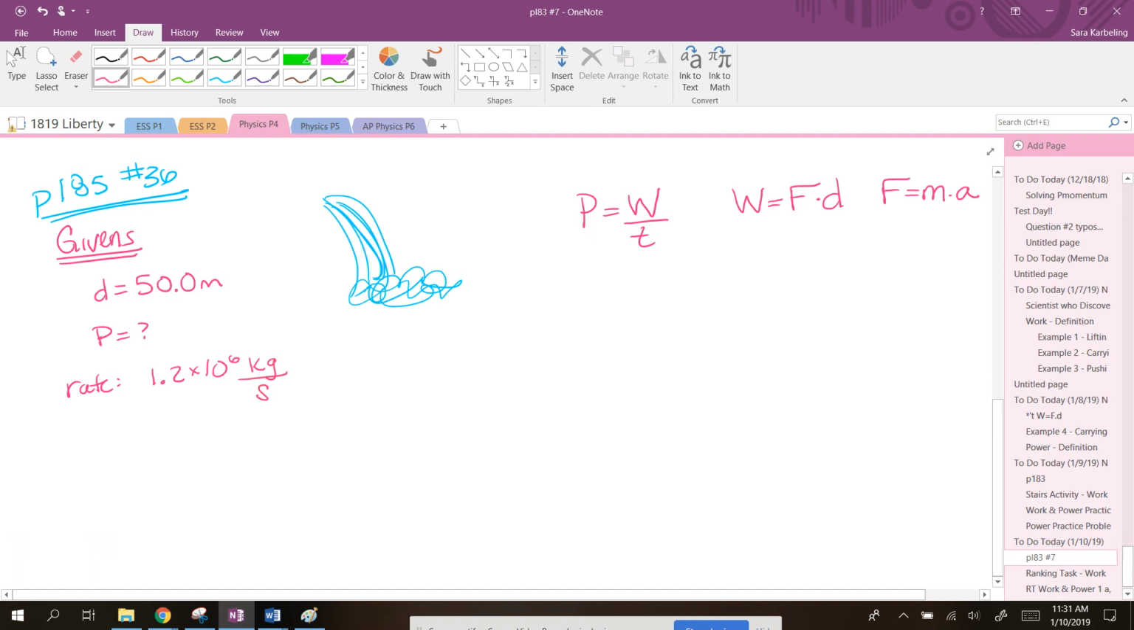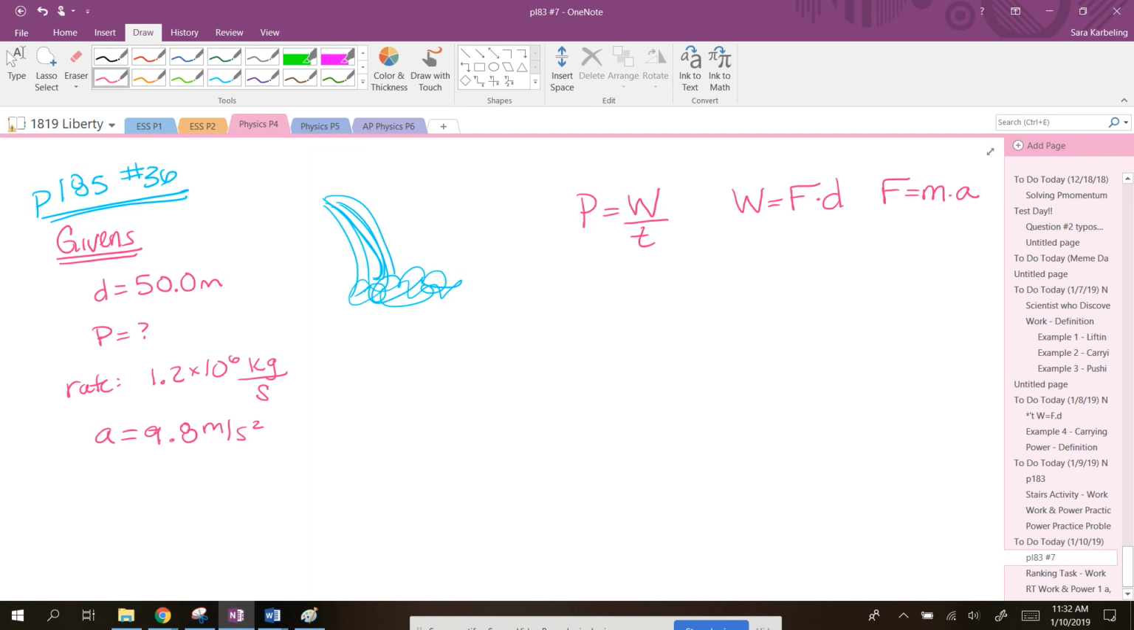So the rate is 1.2 times 10 to the 6 kilograms per second. What's kilogram measuring? Mass. So that means every second, 1.2 times 10 to the 6 kilograms of water is going over the edge. The acceleration of the water as it's falling is 9.8. I'm going to leave the negative off right now because we're really just talking about the amount. What do we do with all this stuff?